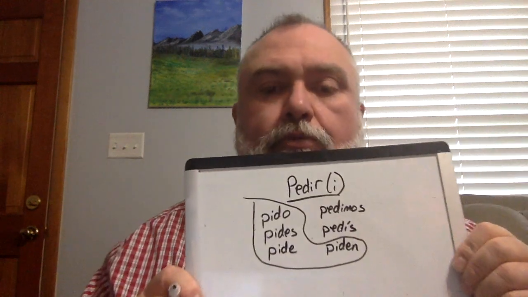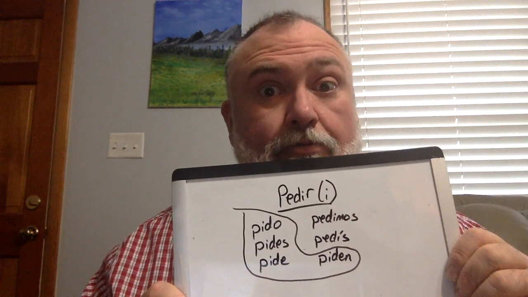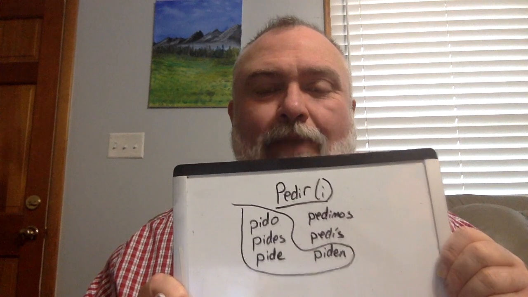And again, we talk about the boot. That's a really good looking boot too. Okay? Now that's how stem changing verbs work. What they mean, how they operate, how we use them. We use them just like any other verb. There's just an extra step with these.